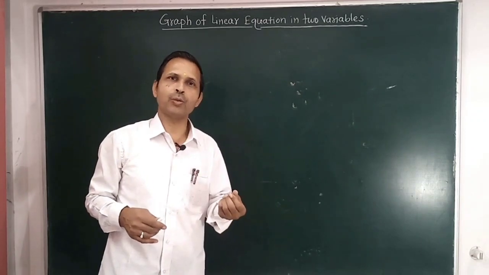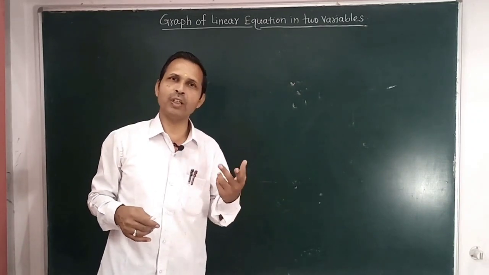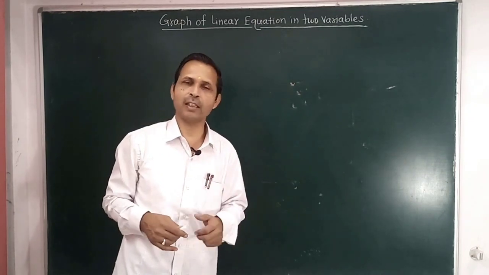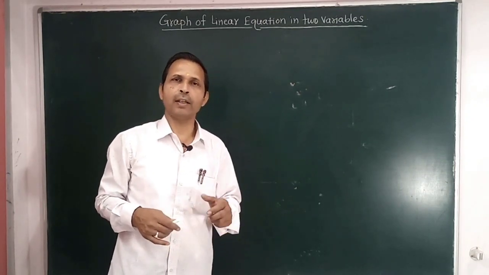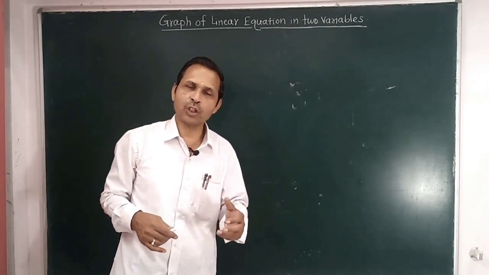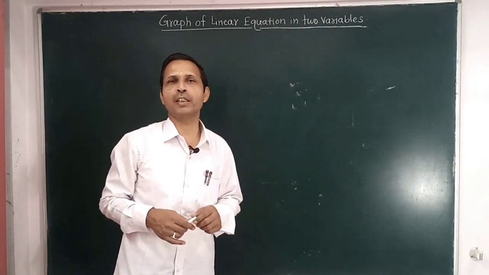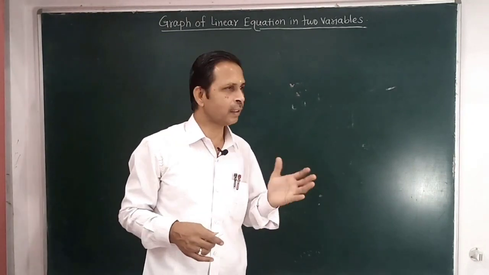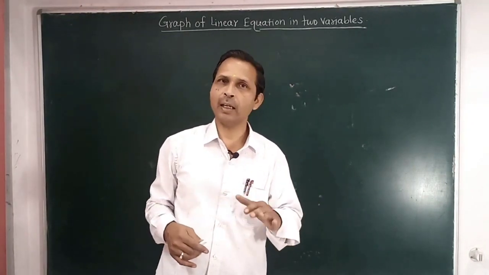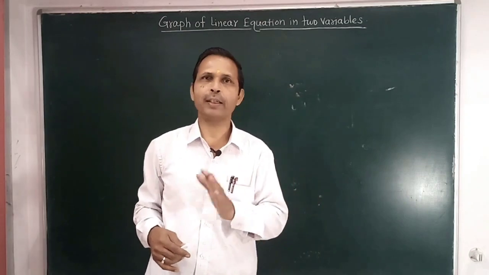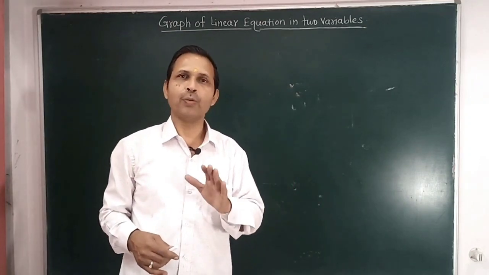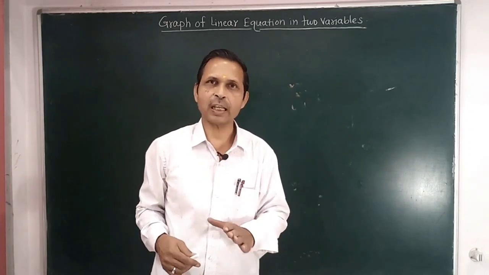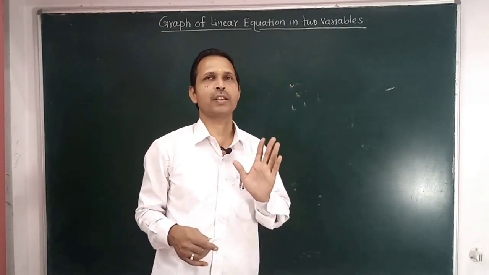Linear equations in two variables: when these two linear equations in two variables are given at a time, they form simultaneous equations. The solution of the simultaneous equations means the values of the variables, that is x and y, or m and n, or p and q, which satisfy both equations.